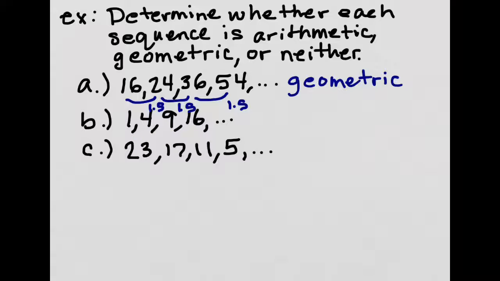Let's go ahead and try geometric. 16 divided by 9 is some random decimal. 9 divided by 4 is 2.25. Okay, and 4 divided by 1 is 4. Now those are definitely not the same, so we know that it is not geometric. So this one would be neither.